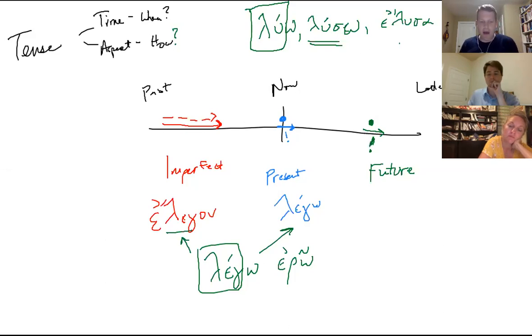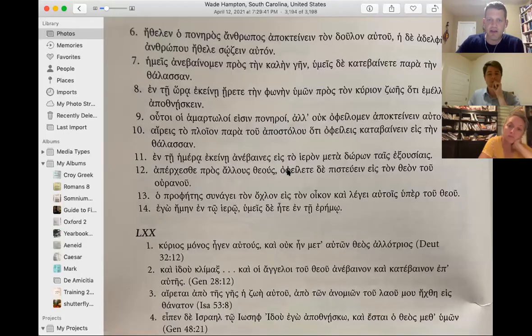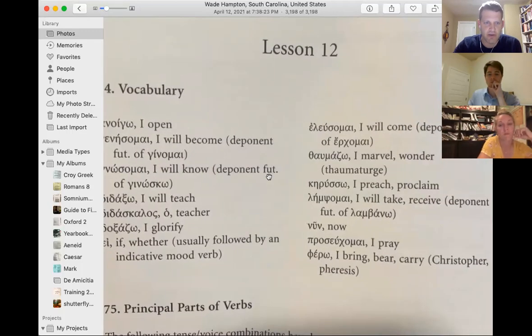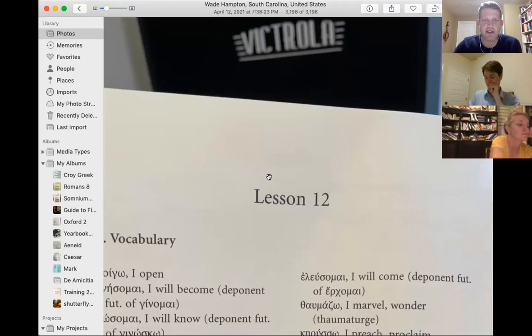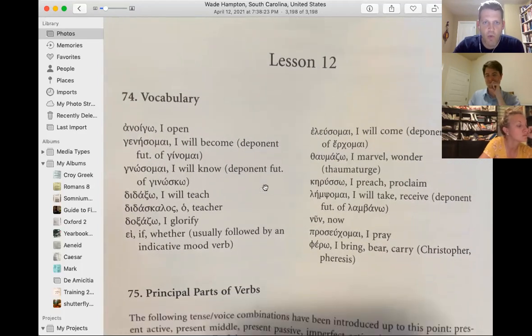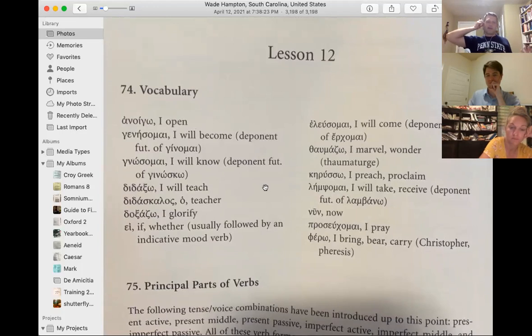Now let's talk about how to form it. The way we're going to look at this is I'm going to pull up the most recent vocab from lesson 12. Oh, look at that, you can see my record player right there. Nice. So in the lesson 12 vocab, one thing that is always kind of the hardest, at least for most people, is just learning your vocab.